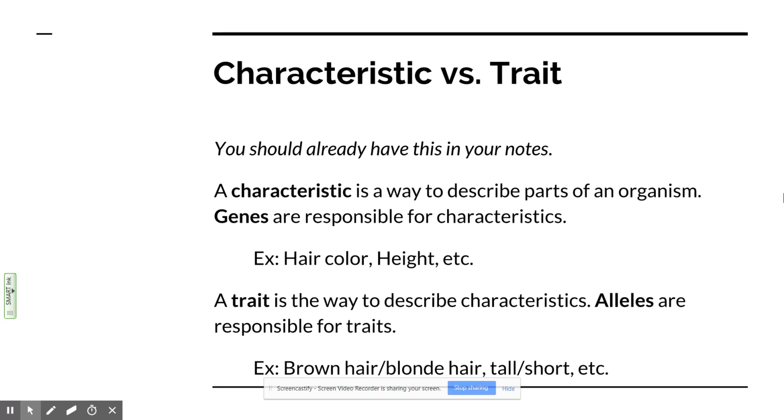The different ways that genes could be coded, or the alleles, those are responsible for traits. And traits are just how we describe those characteristics. So for hair color, we could describe hair color as being brown or blonde, or maybe red hair. And for height, it could be tall or short or a medium height, and those would be traits.